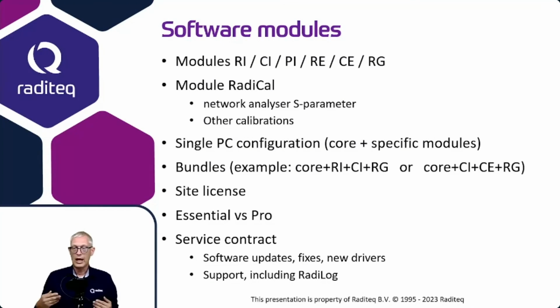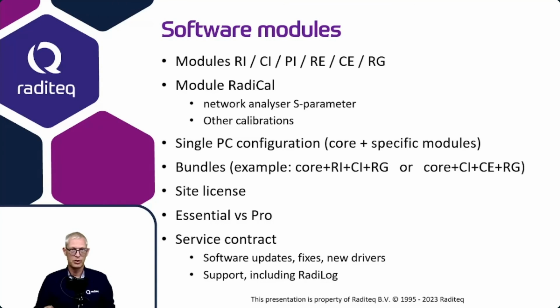We allow single PC configurations like a core plus a specific module, but also bundles are available, like an immunity bundle, which includes the core, the conducted immunity, radiated immunity, and the report generator. But we also have a conducted bundle where you do conducted immunity and conducted emission, for example. And then we also have site licenses, where if you have multiple PCs, we have a discount for the licenses if you have multiple PCs on one site or you have multiple sites and so on.